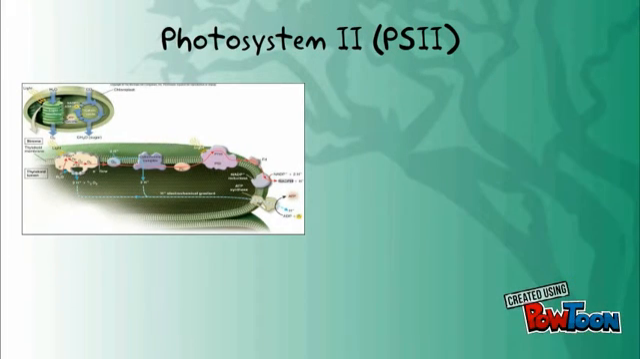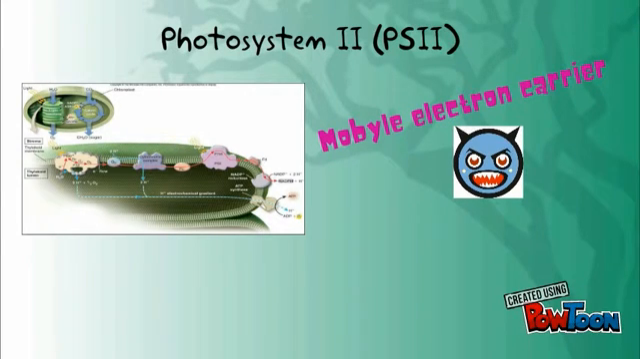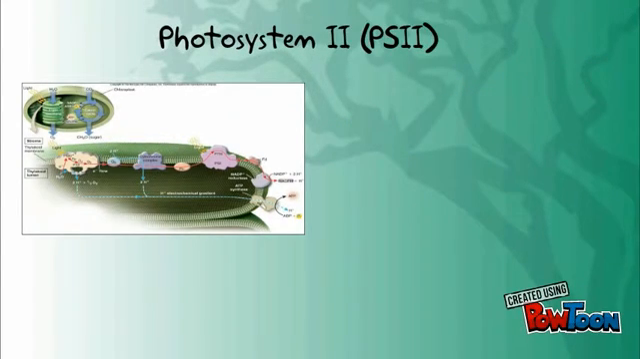Chlorophyll is part of photosystem 2. Now, a special protein takes the excited electron from the chlorophyll. This protein is known as mobile electron carrier. Now, the chlorophyll is missing the electron that it lost to the mobile electron carrier.